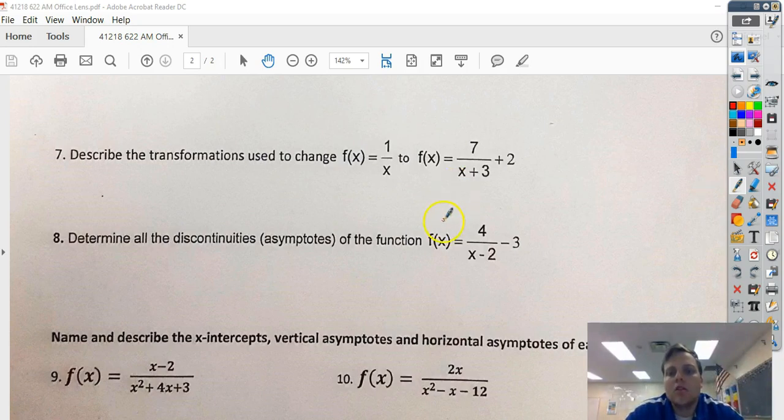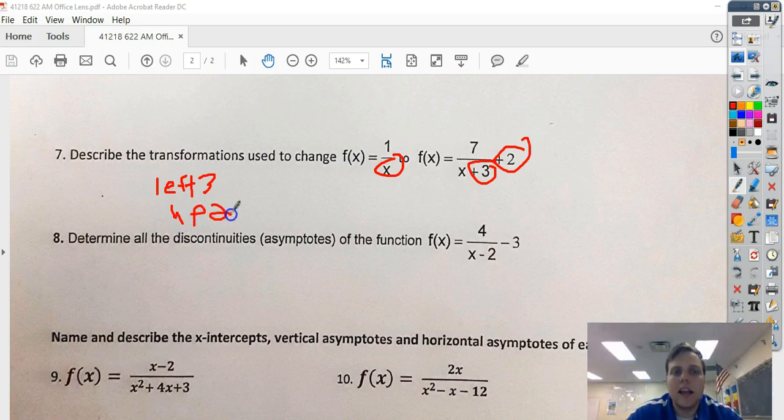Alright? So first off, we have a plus 3 with the x. That's left 3. And then we have a plus 2 outside the function. That means up 2. The last thing that changed is this 1 became a 7. How did that happen? I multiplied by 7, because 1 times 7 is 7, right? So I multiplied this whole function by 7. And that just multiplied the 1, because that's how you multiply whole numbers to fractions, you multiply the top. So then that is a vertical stretch by 7.